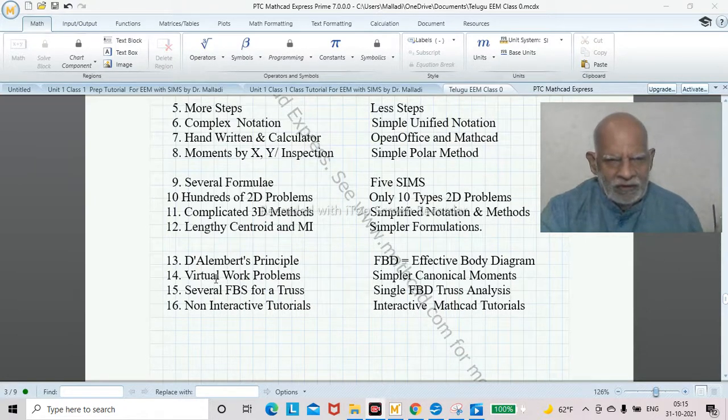Virtual work problems. Virtual work is an introduction to the finite element method, etc., but that need not be addressed in engineering mechanics. It can be taught when it becomes relevant. So instead, I use a simpler canonical moments problem, because the unit of moment is the same as the unit of work. Several FBDs are usually done for a truss, whereas by simply knowing the truss member angles, a single FBD truss analysis can be done very easily, and it is demonstrated here.